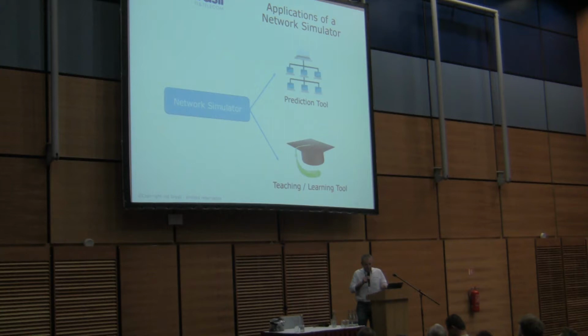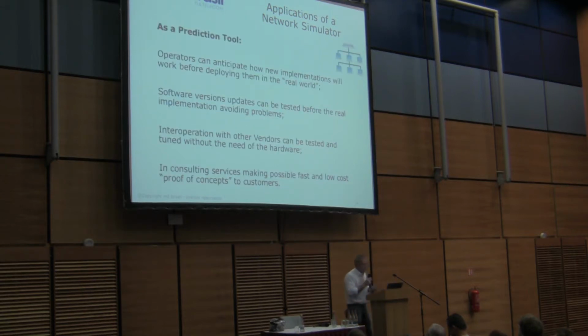We are using a network simulator in 2 areas, as a prediction tool and as a teaching and learning tool. As a prediction tool, the operators can simulate how some scenarios will behave before going to the real world. You can place the scenario, see how things work, and then go to the real world. You can also test software versions. When, for example, MikroTik releases a new version of RouterOS, you can test it before going to the real routers.